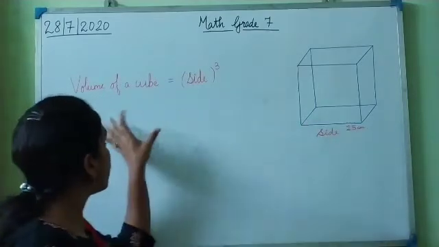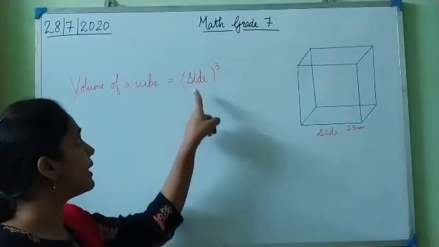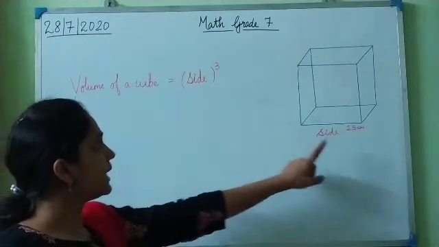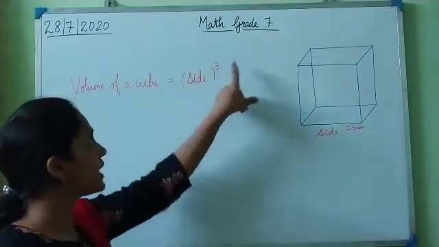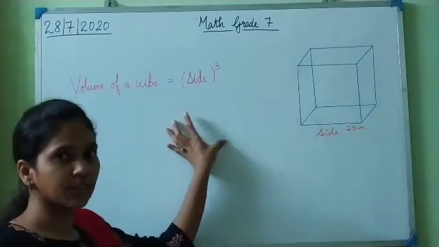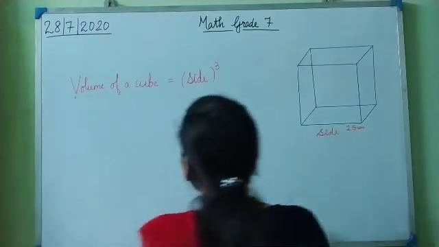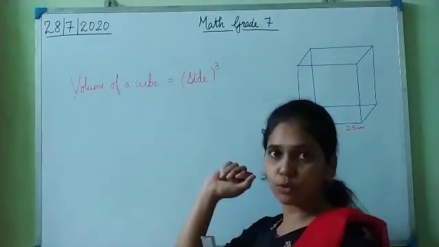So if we have to find the volume of this given cube, then what we have to do? We have to cube its side length. Whatever side length is given, we just cube it, and that value which we get will be the volume of the given cube. So this was the volume of the cube if the side length was given.